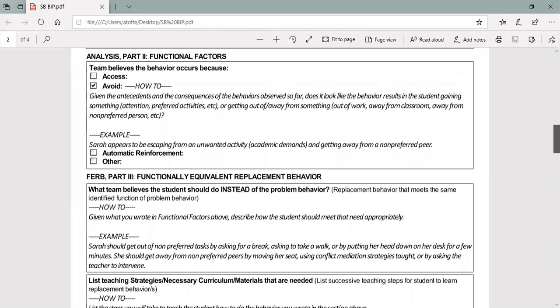Oh, there's 2 other checkboxes. I don't know why that got, oh, I see what happened. Okay, so we checked avoid for Sarah, and this is the rationale. We have 2 other checkboxes under function.